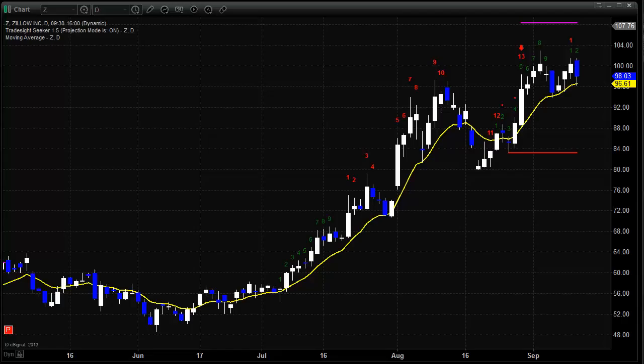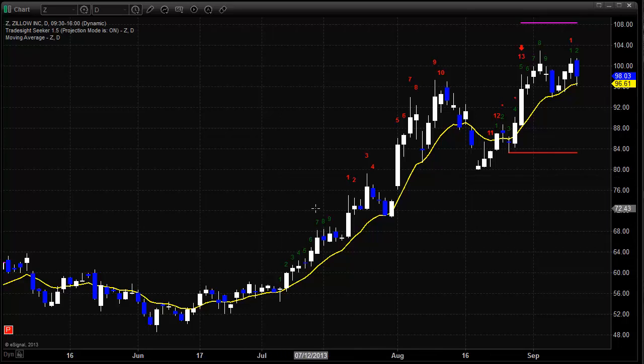I want to take a look at a couple of stocks here today and talk about the reversal potential for them. We're going to take a look at Zillow, which is the symbol letter Z, and also Sina, symbol SINA. First up right now we've got the Zillow chart in a daily time frame. And what really should be sticking out to you front and center is the Seeker exhaustion that's in place.